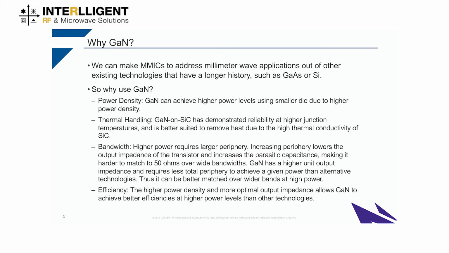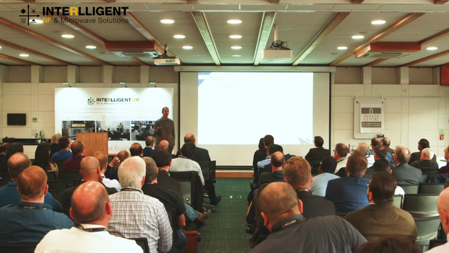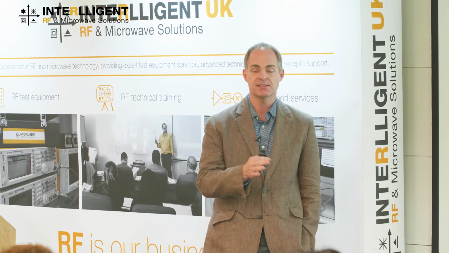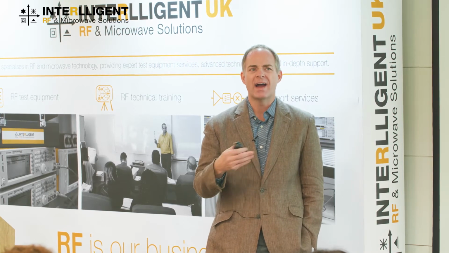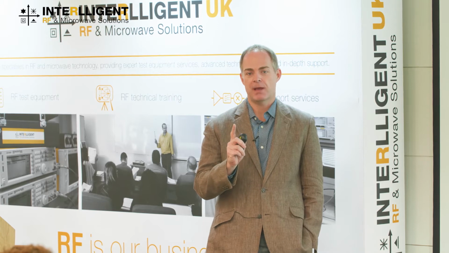So why GaN? We talked about this a little bit earlier. We can make MMICs to address millimeter wave applications out of a lot of other things that are already out there and have a much longer history and track record. We saw a lot of talk about silicon and gallium arsenide and the spaces that they play in. So why is it that we want to use GaN? Well, the number one reason is power density, right?